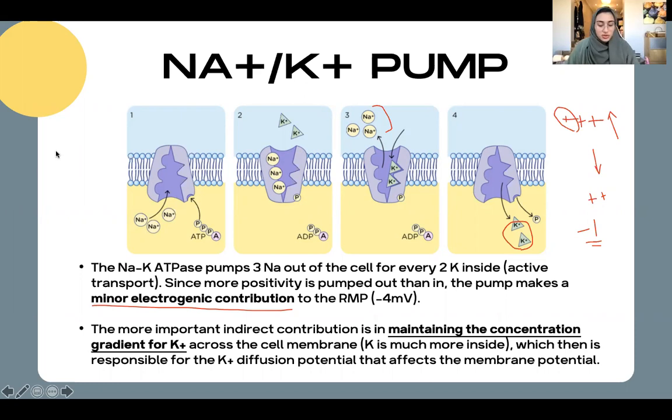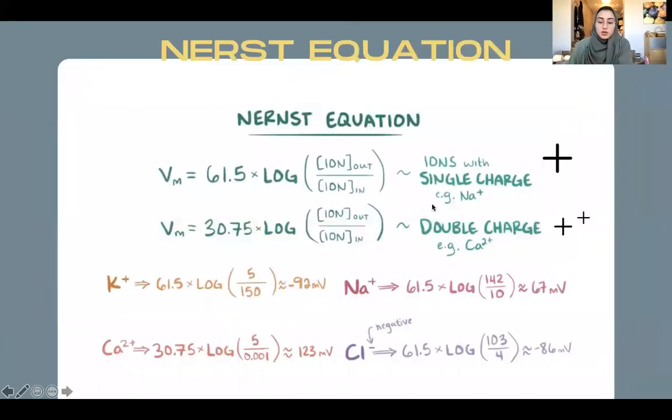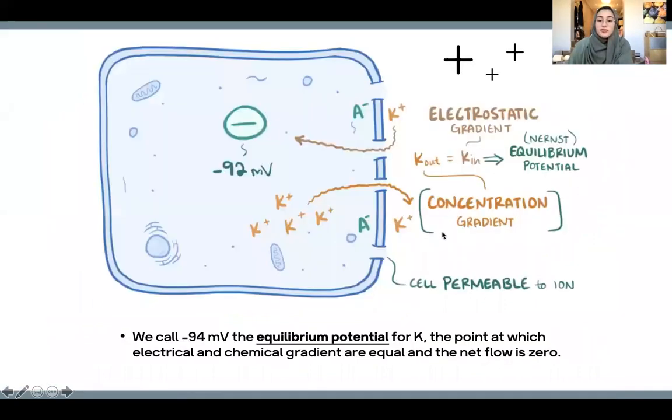What's the difference between the types of gradients? The difference between these, this picture explains it best. You have two different types of gradients: your concentration gradient and your electrostatic gradient. Your concentration gradient is basically what we've been learning about as diffusion ever since middle school, which is that substances like to go from an area of high concentration to an area of low concentration. So that's the concentration gradient. That's what's pushing it from the inside to the outside, just because of the concentration difference.